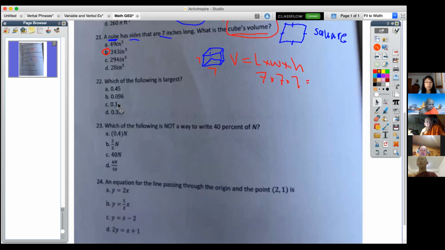Okay, so this one is which one is the smallest or the biggest? So pick one. The largest is A, B, C, or D?